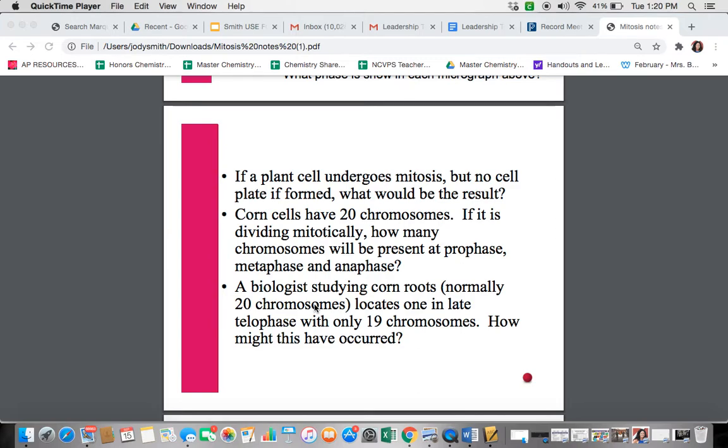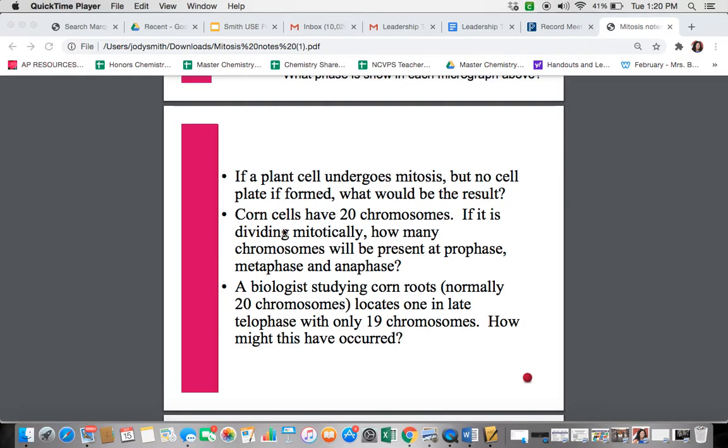If a plant cell undergoes mitosis, but no cell plate is formed, what would be the result? The result of that would be an overloaded cell. The cell would have too many chromosomes. The cell plate is what divides that.